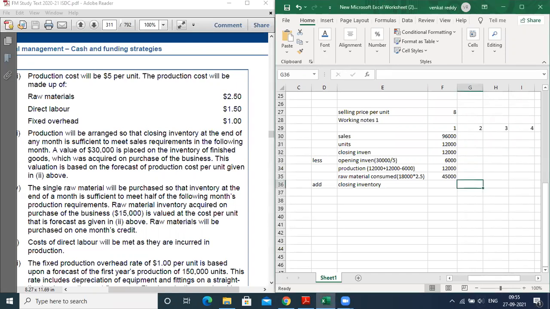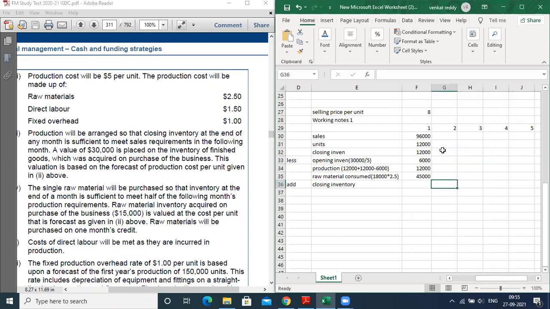So whatever calculations we made, I hope these are clear up to here. Or do you want me to give a quick overview of our calculation? So now we need to calculate the closing inventory and the opening inventory.